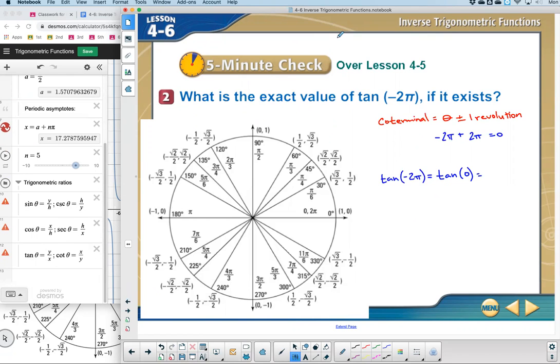Sine is y, cosine is x, tangent is y over x. So if I go to the angle 0, here it is. That's theta equals 0. And that's my y. That's my x. So tangent is y over x. So the value is going to be 0 divided by 1, which simply put is 0. That's our answer in this problem.